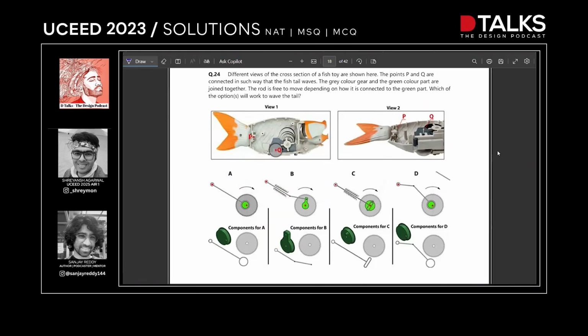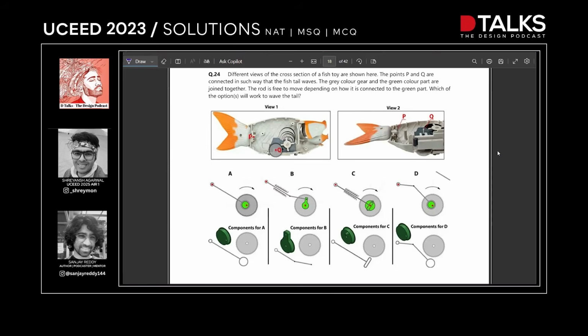Different views of the cross section of a fish toy are shown here. The points P and Q are connected in such a way that the fishtail waves. The gray color gear and the green color part are joined together. The rod is free to move depending on how it is connected to the green part. Which of the options will work to wave the tail?